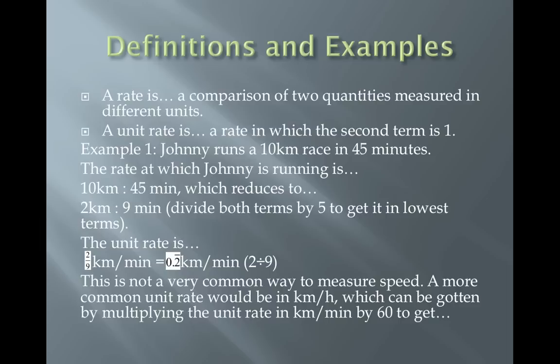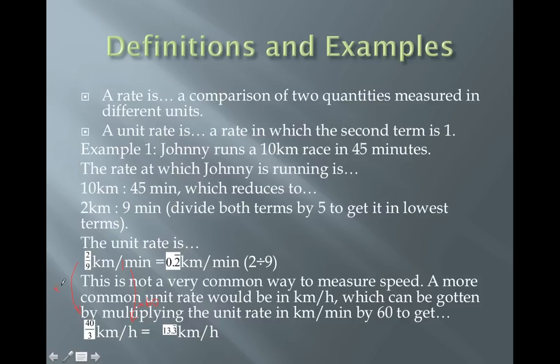So 2/9 of a kilometer per minute, or 0.2 repeated kilometers per minute, this is not a very common way to measure speed. Typically it would go in kilometers per hour. So you can get that by multiplying the unit rate, which is currently in kilometers per minute, by 60 to get the following results. So just a little bit more on that. The reason that we're multiplying by 60 is because if we want to change 1 minute into 60 minutes, we're going to have to multiply by 60. So multiplying by 60, we get 60 minutes, and of course that is 1 hour.